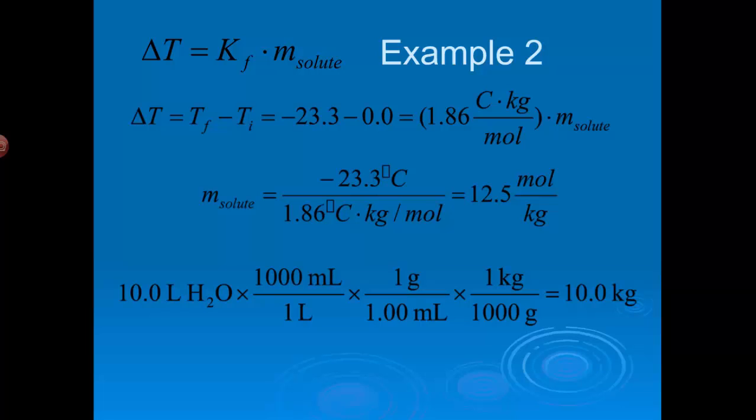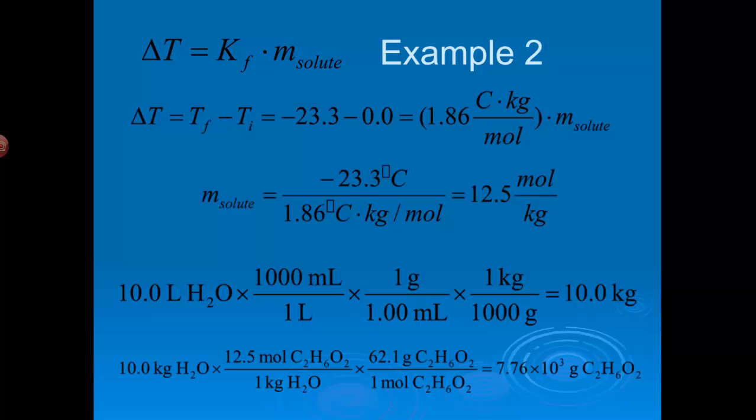We have 10 liters. 10 liters times 1,000 milliliters per liter times 1 gram per milliliter, the density, times 1 kilogram over 1,000 grams is 10 kilograms. So we have 10 kilograms of water, and the molality is 12.5. So 10 kilograms of water times the molality, which is 12.5 moles per kilogram, gives us the number of moles of antifreeze, of ethylene glycol to use, and then we use the molar mass of that, 62.1 grams per mole, and that'll tell us that we need 7,760 grams of C2H6O2 in order to lower the freezing point of that much water, 10 liters of water, by 23 degrees. That's a lot of ethylene glycol.